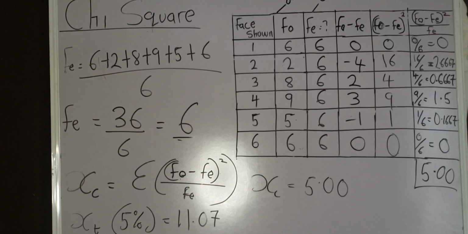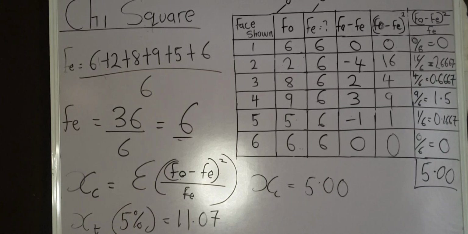Now, look at this. I want to ask you a question. Between the calculated chi-square and the critical value, which is the tabulated chi-square, which one is greater? Don't forget that the critical value is 11.07. The critical value is also known as the tabulated chi-square. I want you to take note of that.